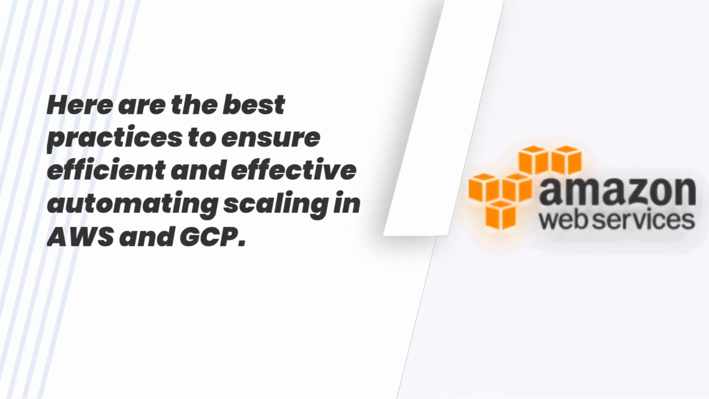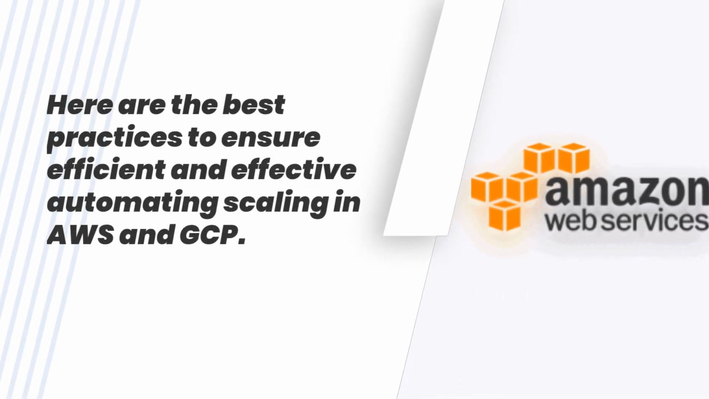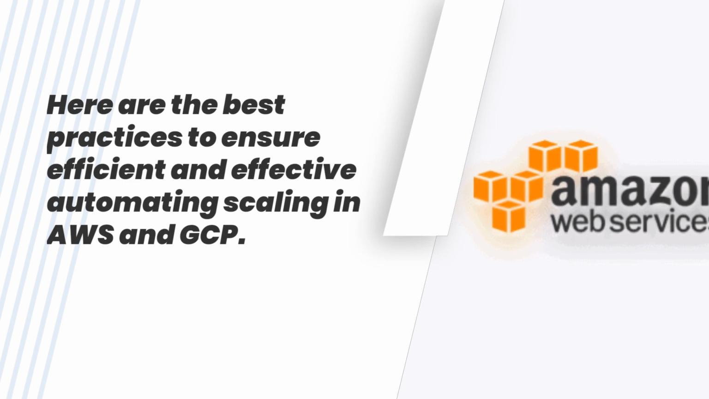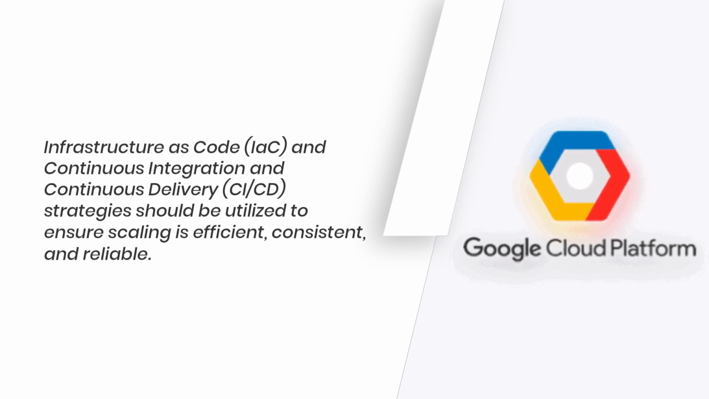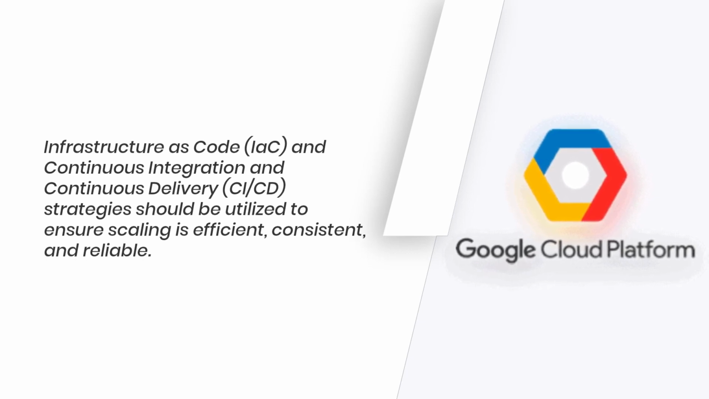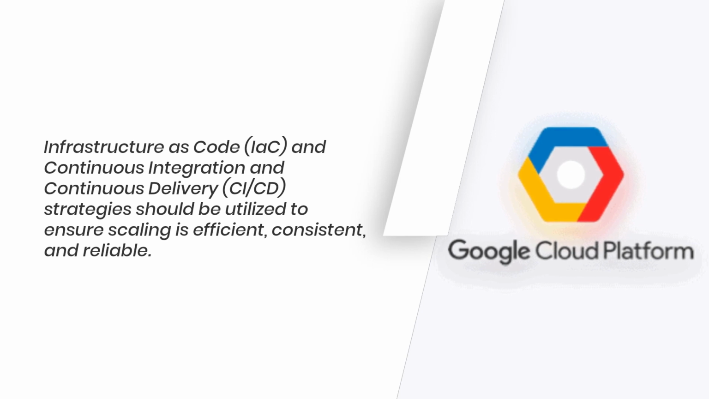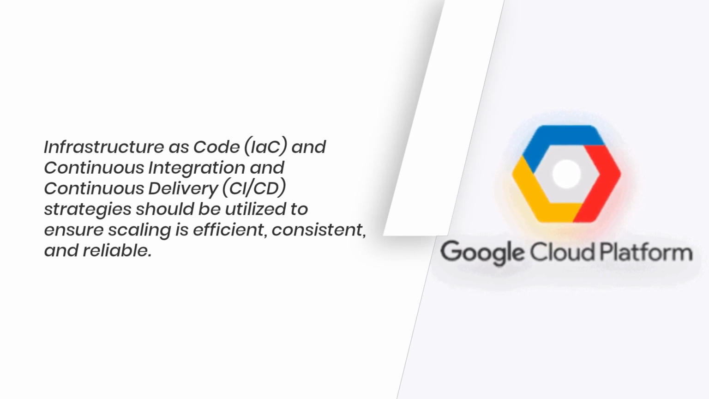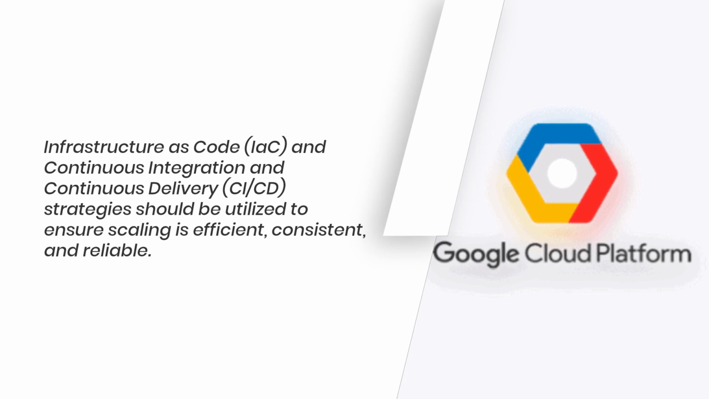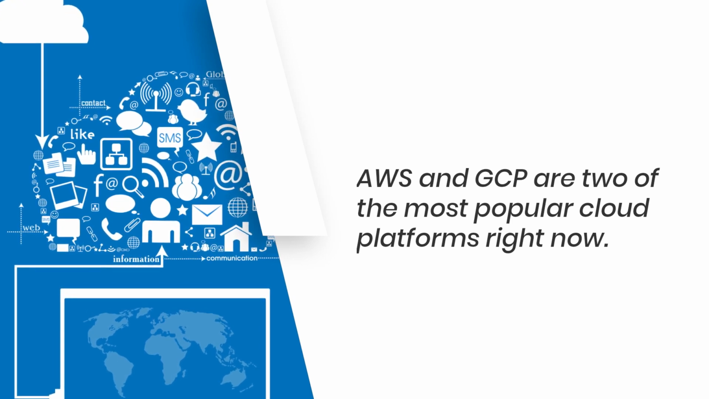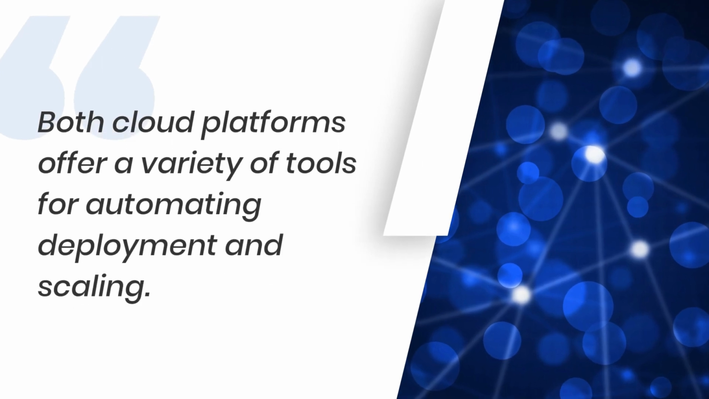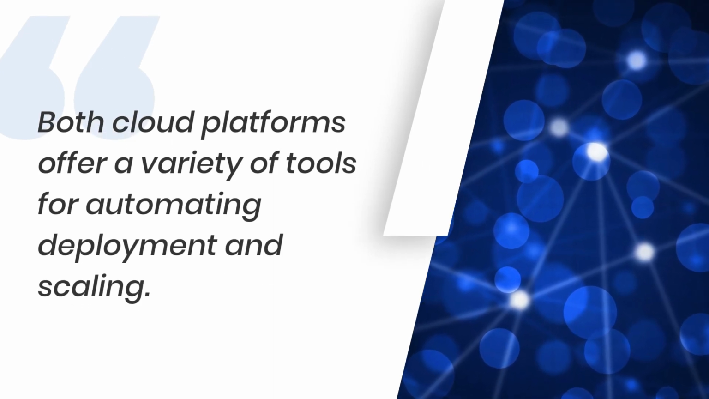Here are the best practices to ensure efficient and effective automated scaling in AWS and GCP. Infrastructure as code, IaC, and continuous integration and continuous delivery, CI/CD, strategies should be utilized to ensure scaling is efficient, consistent, and reliable. AWS and GCP are two of the most popular cloud platforms right now. Both cloud platforms offer a variety of tools for automating deployment and scaling.